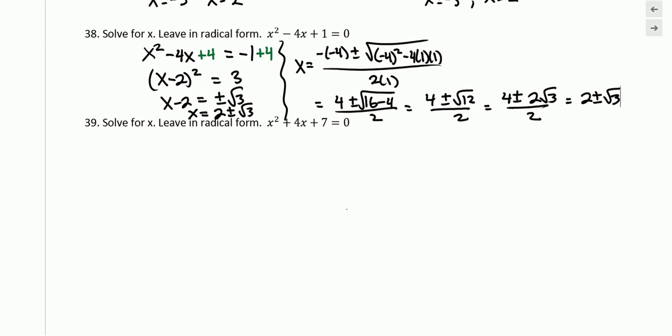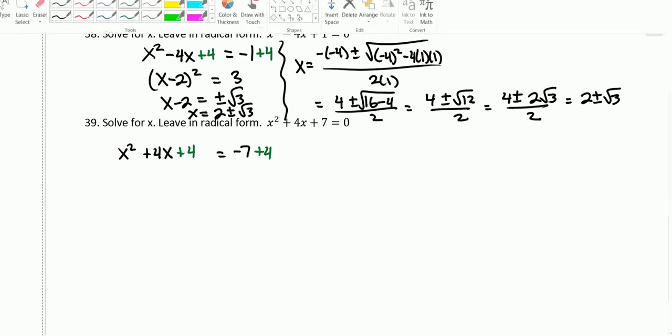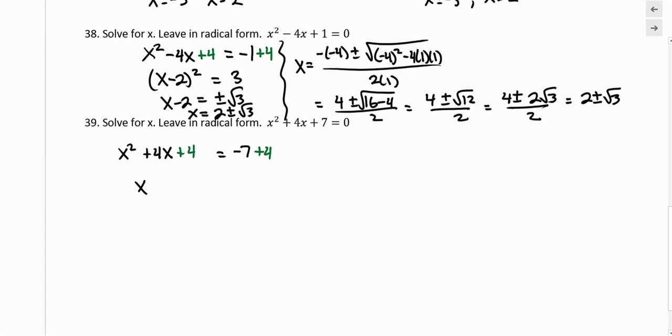Number 39, again, I'll solve both ways. First by completing the square. Take 4 divided by 2 and square it, you get 4, so you're going to add 4 to both sides. Factor the left side. Take the square root on both sides. Subtract 2.